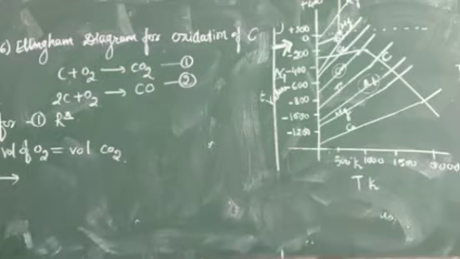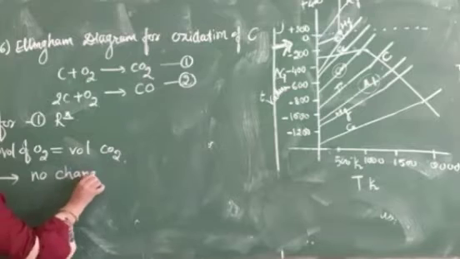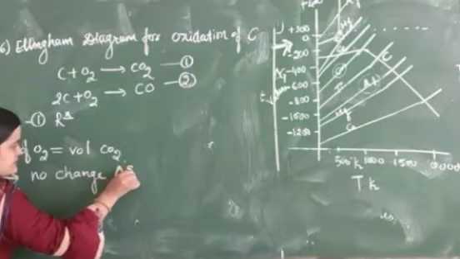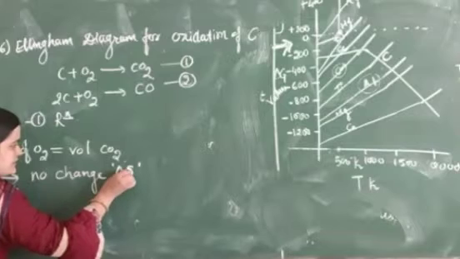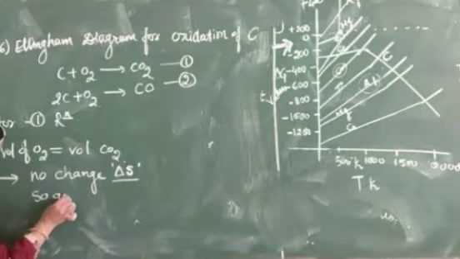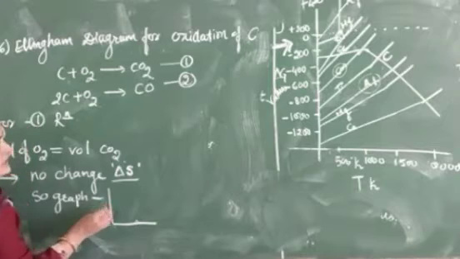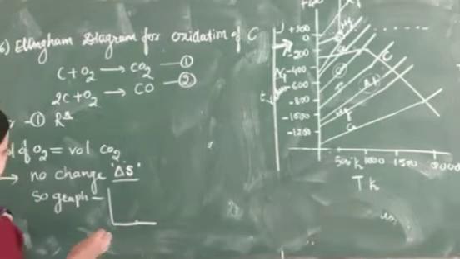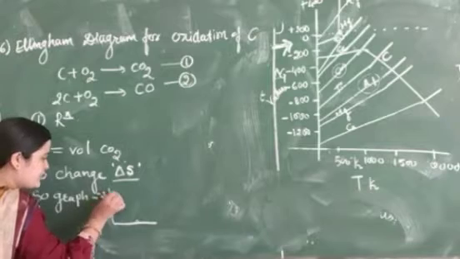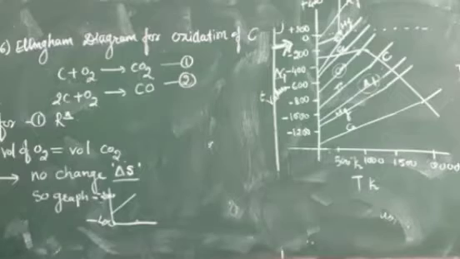Next, what will happen here? There is no change in delta S. There is no randomness in the reaction, no change in the disorder of the reaction. So the graph is a straight line. At which temperature is that particular carbon present? In between -200 to -400 it is present. The graph is a straight line. I have told you about this for the first reaction.